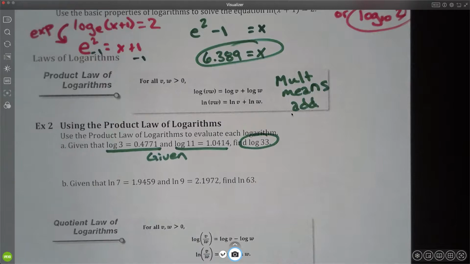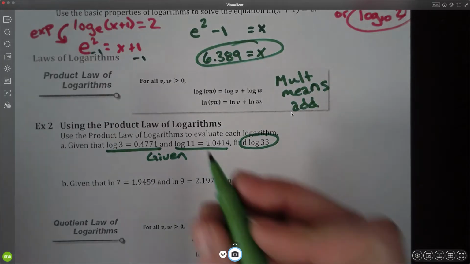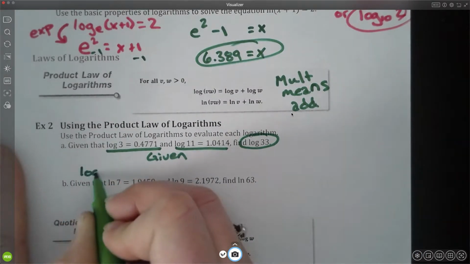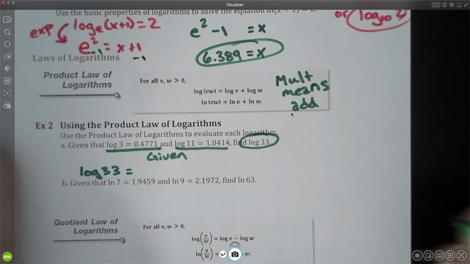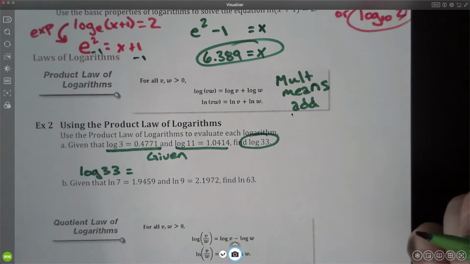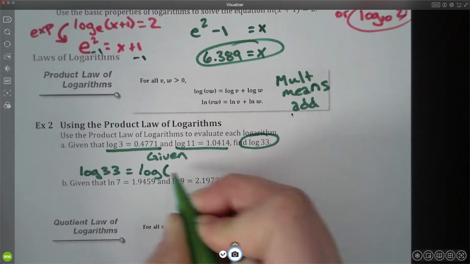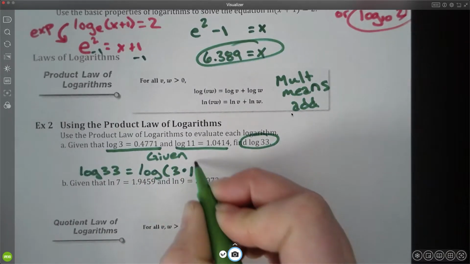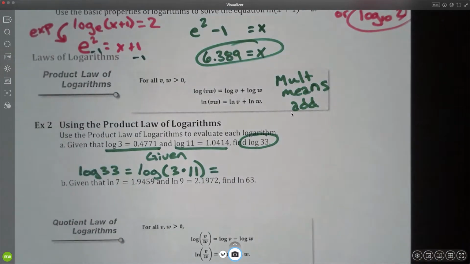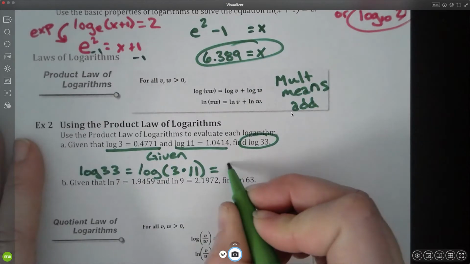Okay? So I'm going to write it like this. Log of 33 is equal to, I write out all my steps. You can skip steps later. But log of 33 is equal to log of 3 times 11. Okay, but then I want to separate those into 2 logs. Right? So this would be log of 3, and then what?